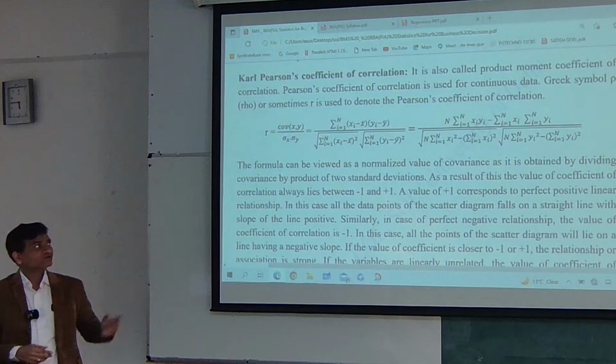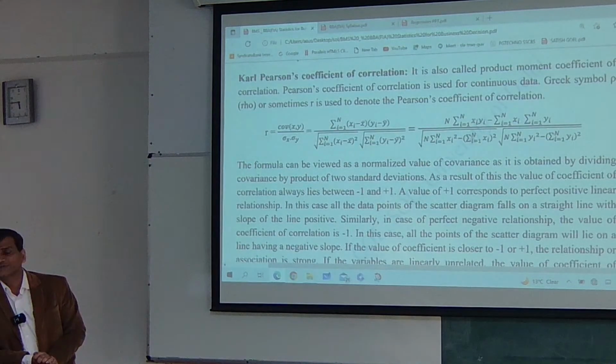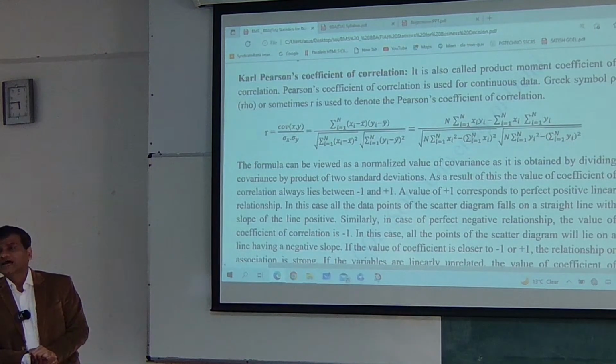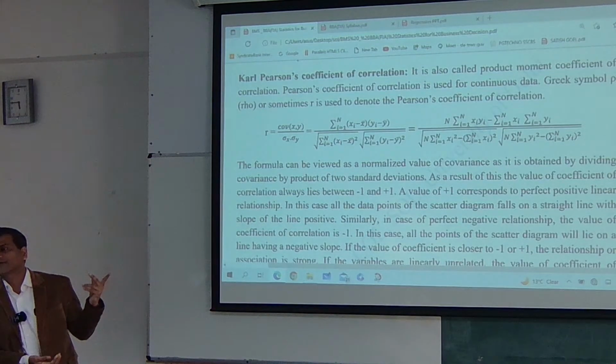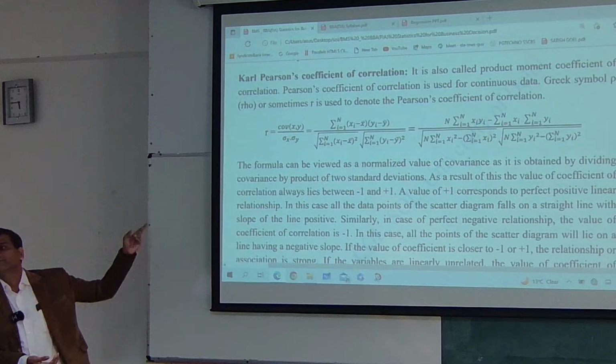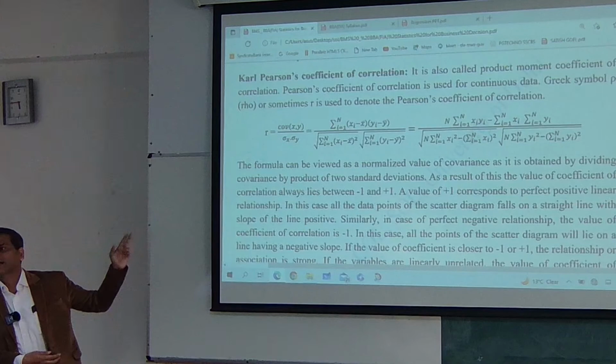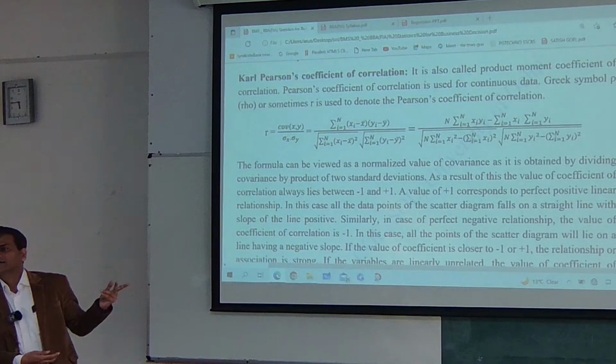First, you can see on your screen, this is the Karl Pearson coefficient of correlation. It is denoted by R. Usually through R we depict the correlation coefficient between two variables. So R in brackets, x comma y, is the relationship between two variables.